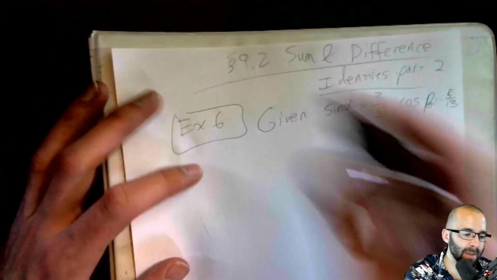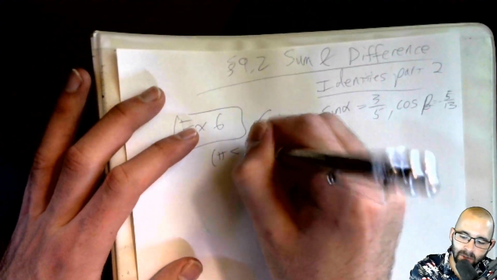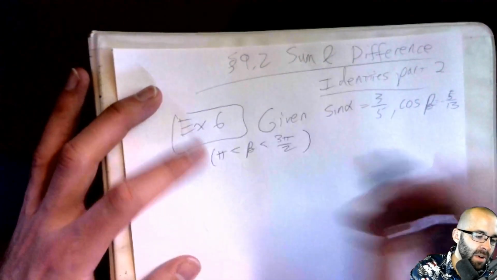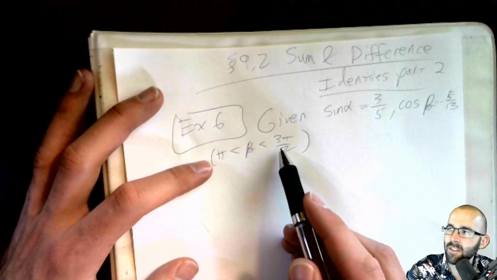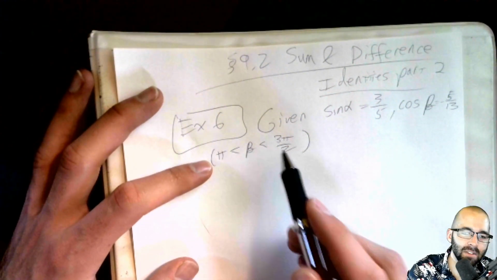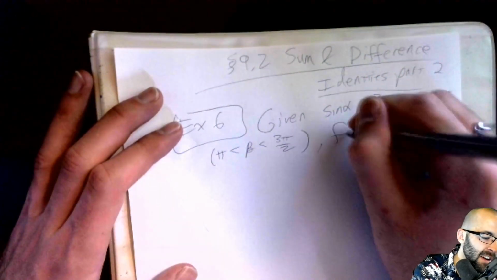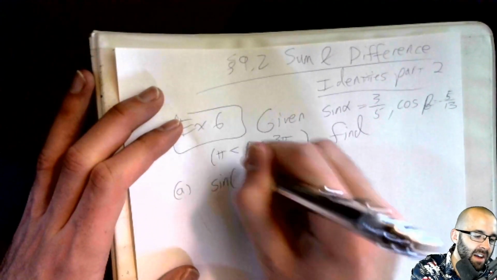Oh, nice. The problem tells us that beta is between pi and 3 pi over 2. So, right, what quadrant does that mean it is? It's more than 180 degrees, but it's less than 270 degrees. It's in the third quadrant. Okay. Anyway, find the following. Part A, what is the sine of alpha plus beta?